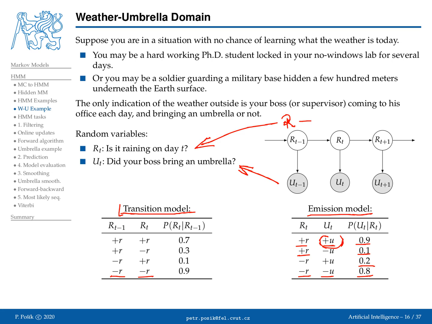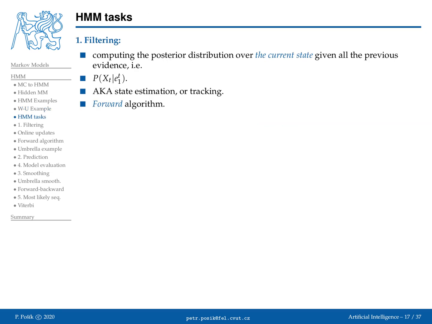If we have this specification, now the question is what we can do with a hidden Markov model. What kind of tasks can we perform with it? This is an important thing, so try to understand what's going on here. The first task, and we will talk about this task today because we want to implement it today in code, is the filtering task.